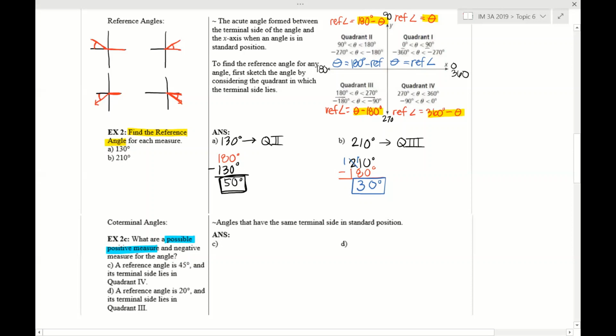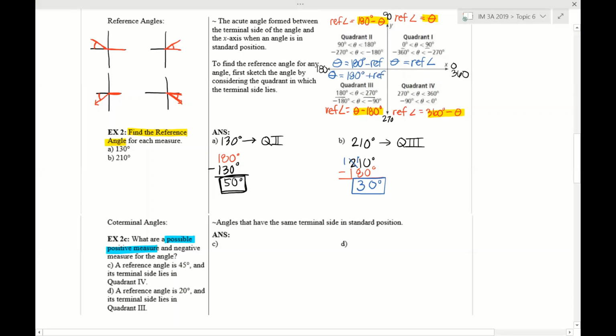If I have this formula in quadrant 3 and I wanted to solve for theta, I would have to add 180 to both sides. So that means that if I know the reference angle in quadrant 3, I'm going to do 180 degrees plus the reference angle.